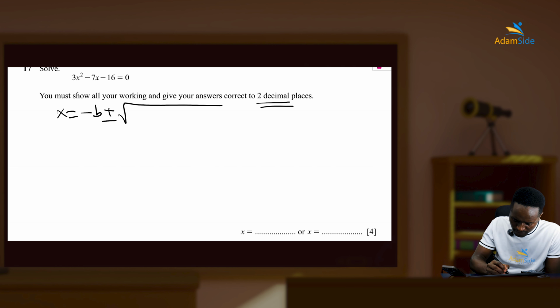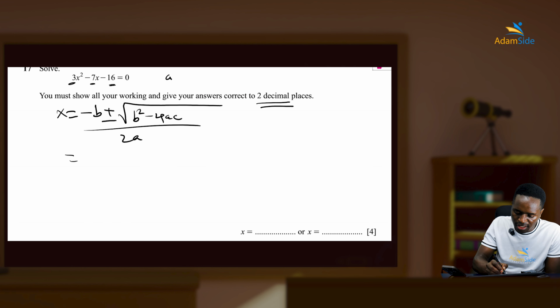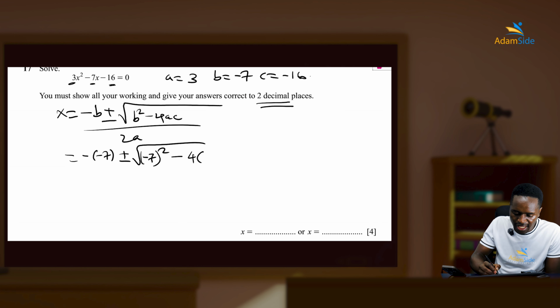the formula is being given. So negative b plus or minus square root of b square minus 4ac, all divided by 2a. So find the coefficients. You have 3, negative 7, negative 16. A is positive 3, B is negative 7, and C is negative 16. Remember the negatives. Negative B is negative, negative 7. Include that. Laws of integers you need to understand. Negative 7 square minus 4, A is 3, C is negative 16. Don't forget that. And then divide by 2 times 3.